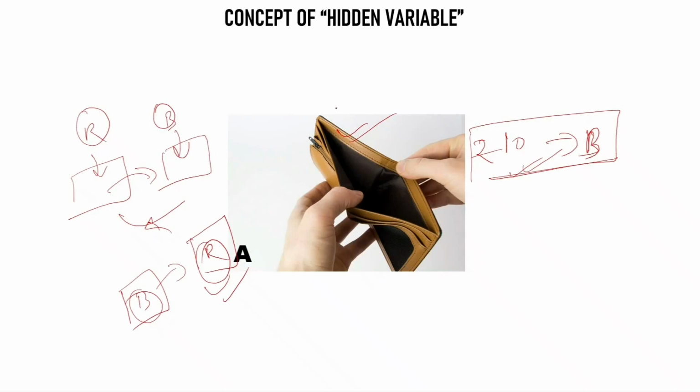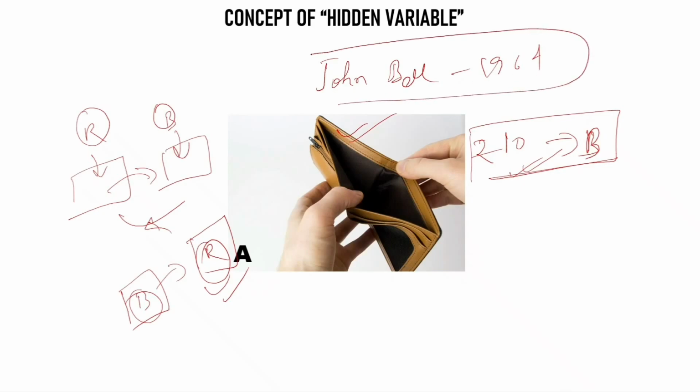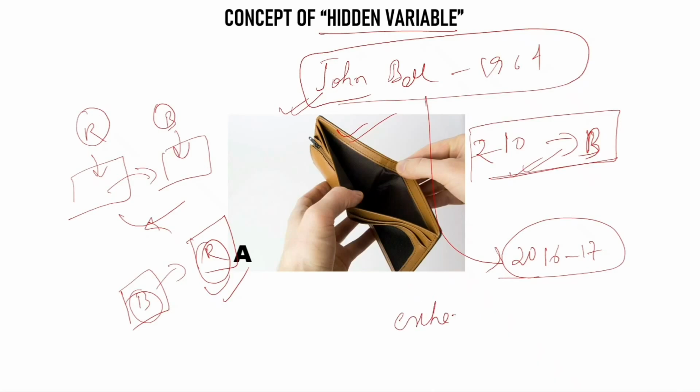However, this idea of hidden variable was disproved by a person named John Bell in 1964. So Bell did a series of experiments which disproved the idea of hidden variable. There were some loopholes in his experiment, and in the last decade, I think around 2016-17, scientists with almost 100% certainty proved that there's no such thing as hidden variable. So that leaves us with the only option that yes, there is exchange of information between the entangled states.